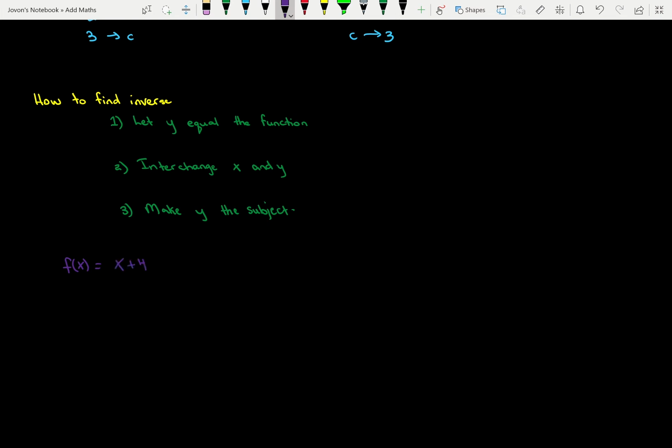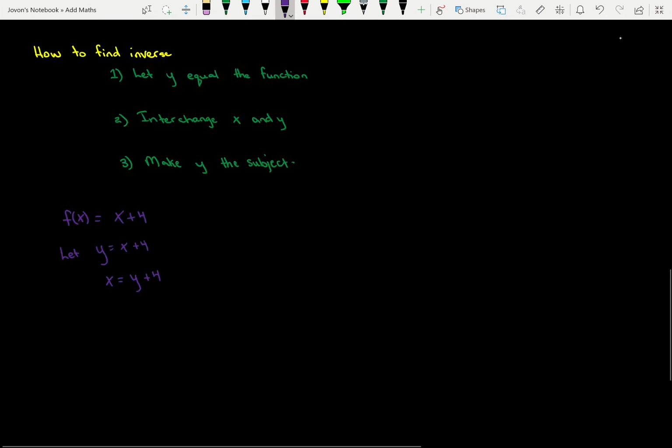Okay, there are some very simple steps we have to follow. First, if you want to find the inverse of a function, we say let y be equal to the function. So we say let y be equal to x plus 4. That's the first step. The next step is to interchange x and y. So wherever you see x, you put y, and wherever you see y, you put x. Therefore we have x is equal to y plus 4.